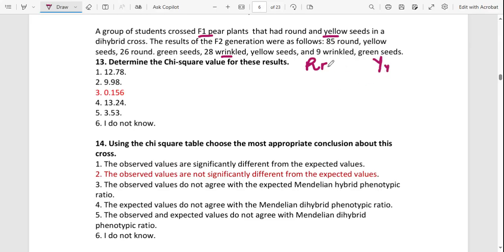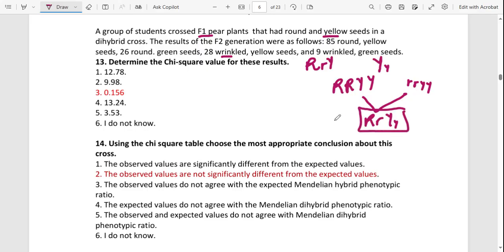Okay, so this is what we have in the first cross. Remember I said that for the dihybrid cross you always start with capital, capital, and then you cross with small, small. So for the F1 generation, all the offspring will have a capital R and a small r, and a capital Y and a small y.